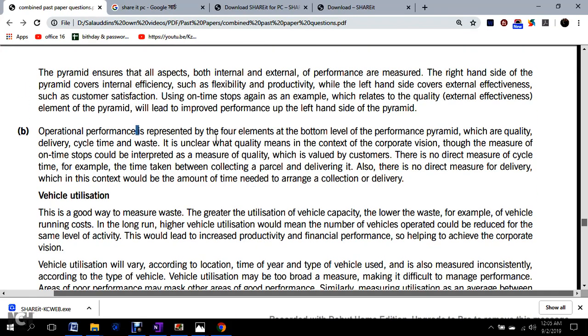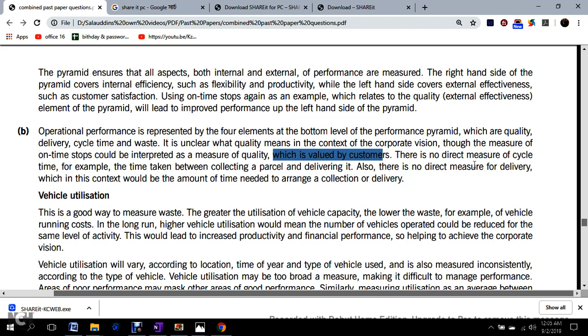Operational performance is represented by the 4 elements at the bottom level. I told you, right? The bottom level of the performance pyramid, which are quality, delivery, cycle time, and waste. It is unclear what quality means in the context of the corporate vision. What quality do they expect from their work? Though the measure of on-time stops could be interpreted as a quality measure, because the percentage increase of on-time delivery will increase customer satisfaction, right? Okay, this is valued by customers.